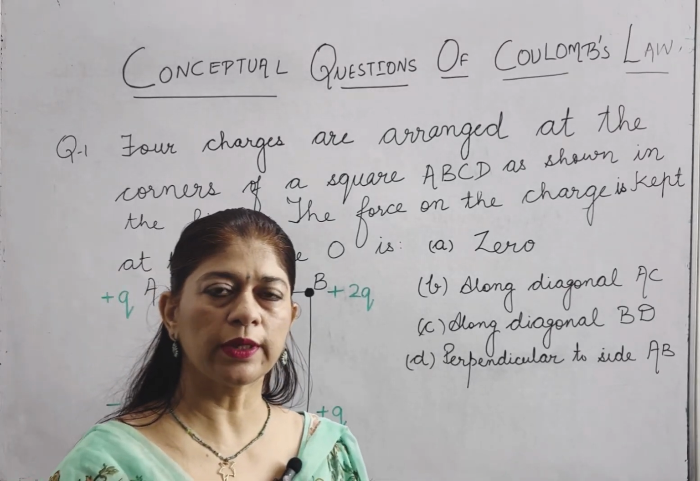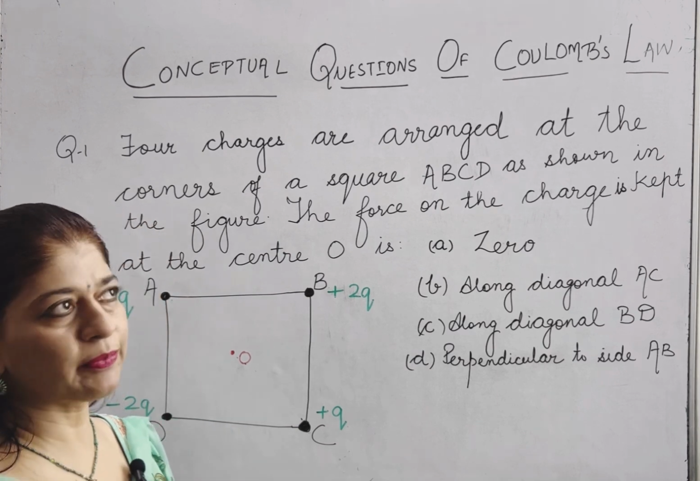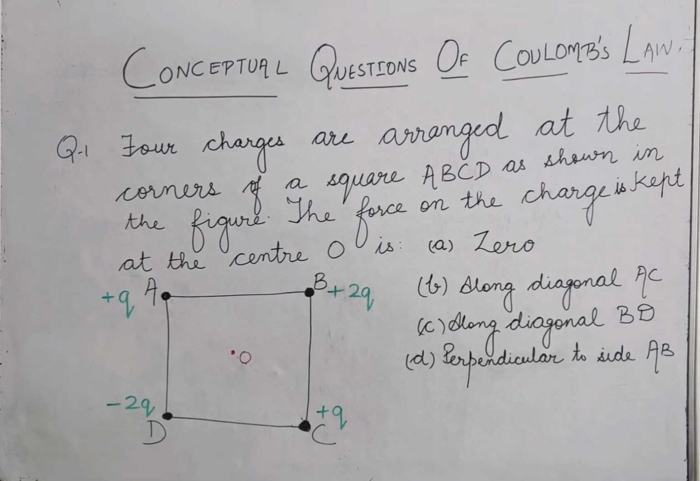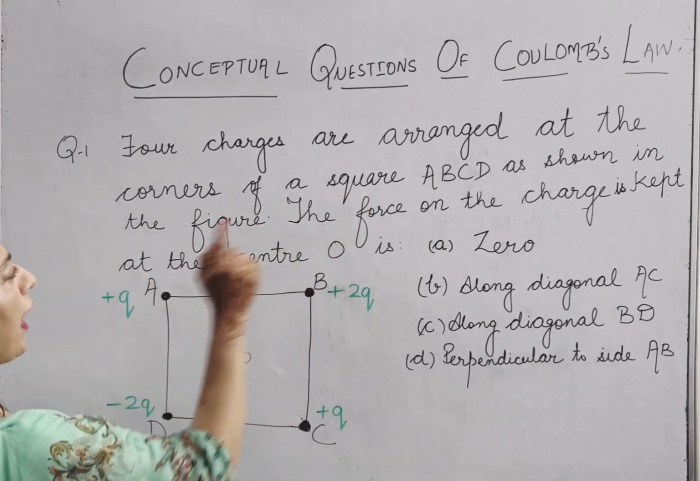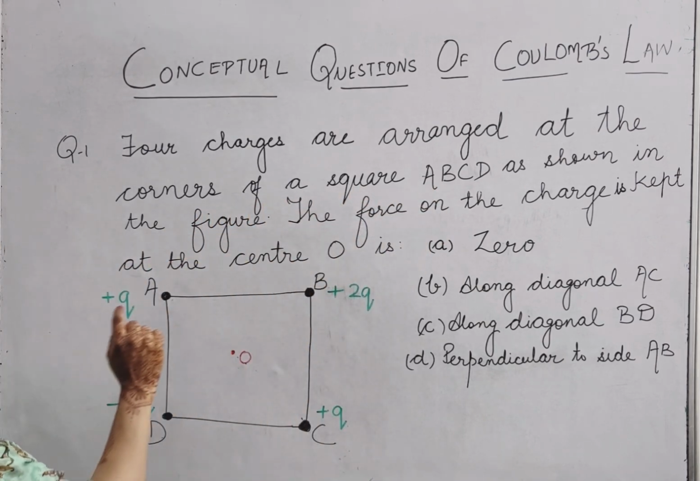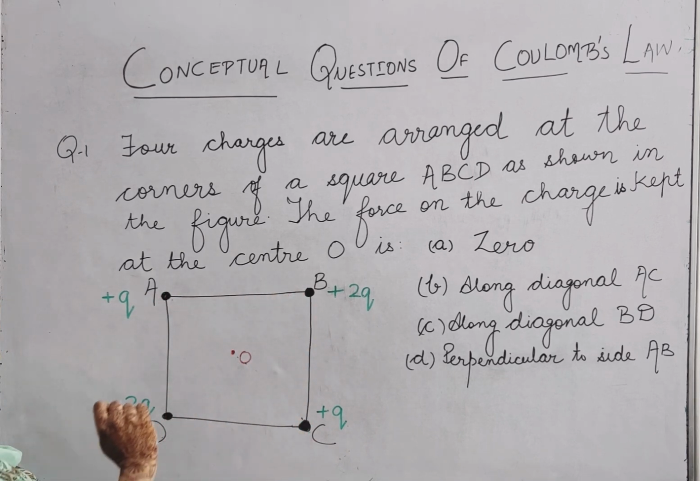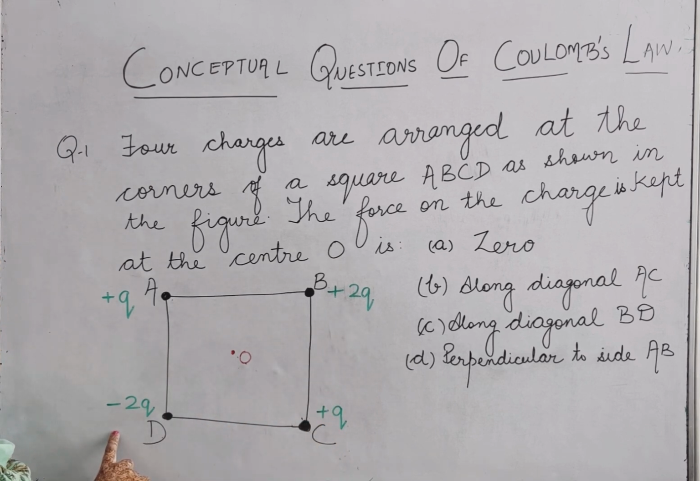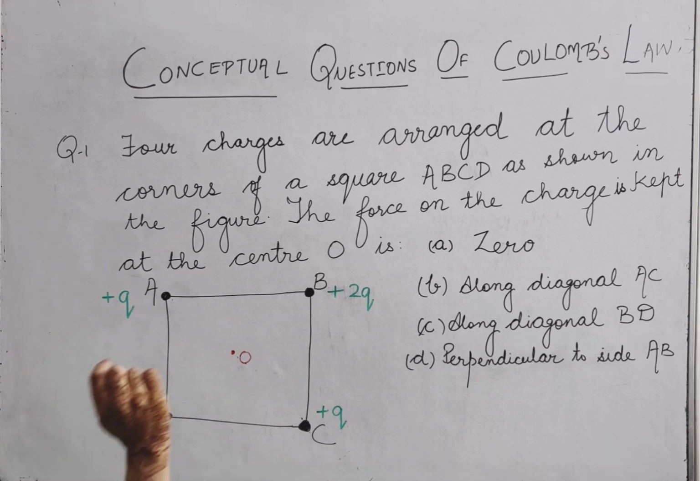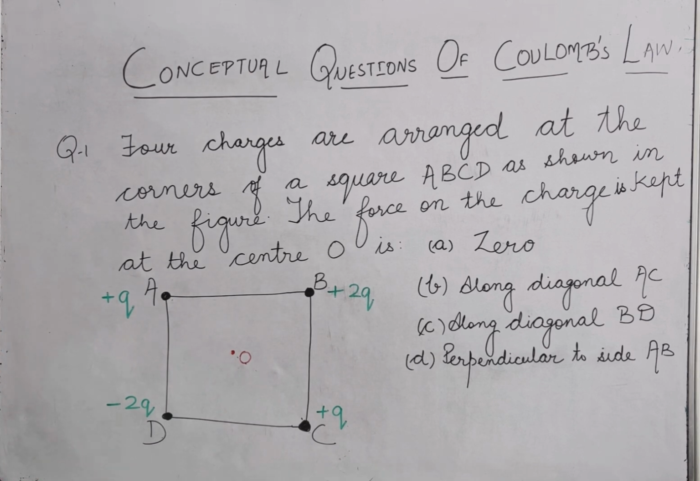Today we are going to do the conceptual problems of Coulomb's law. The first one, I am reading out the statement. Four charges are arranged at the corner of a square ABCD as shown in the figure. This is our square ABCD, and the charges plus Q, plus 2Q, plus Q and minus 2Q are placed at the corners of the square. Now, the question is the force on the charge kept at the center O.